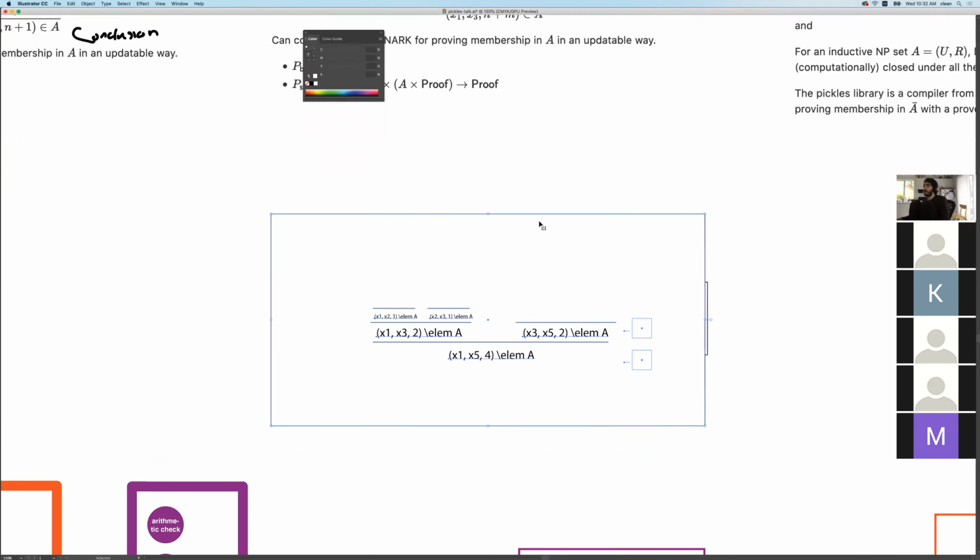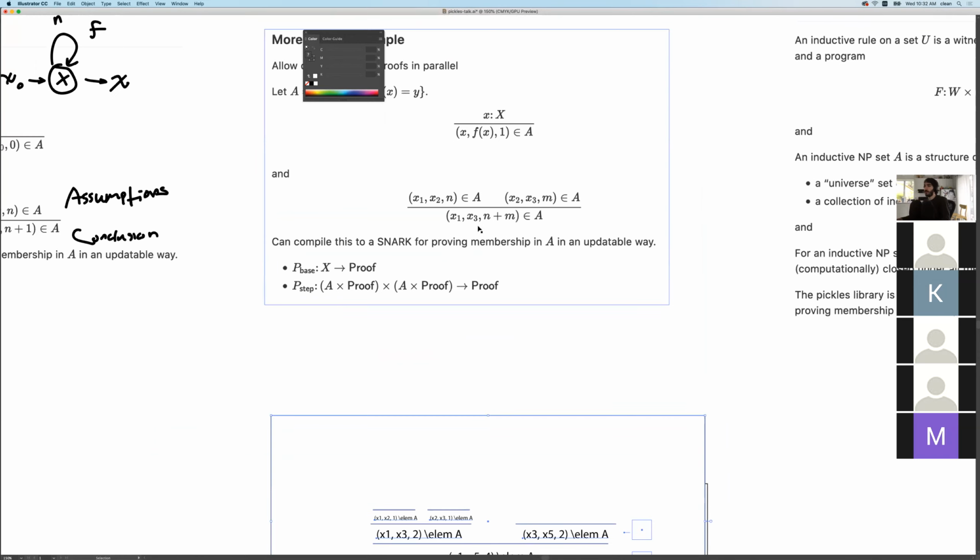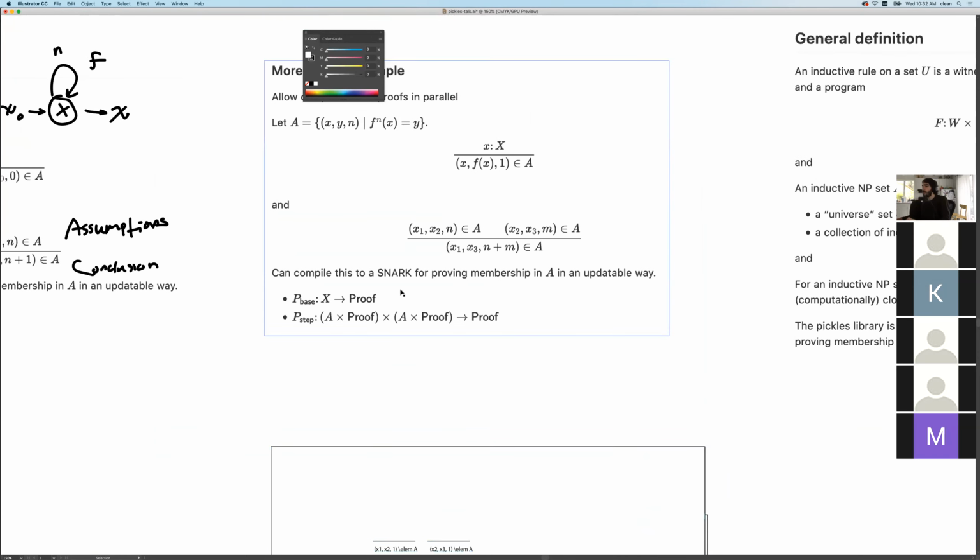What we get from a recursive snark system, from this description of A, is a snark for proving membership in A equipped with 2 provers. The first prover corresponds to this base case rule. It takes the assumption, an element of X, and produces a proof of membership of this element in A. The second takes 2 elements of A equipped with proofs and produces a proof for the conclusion element.